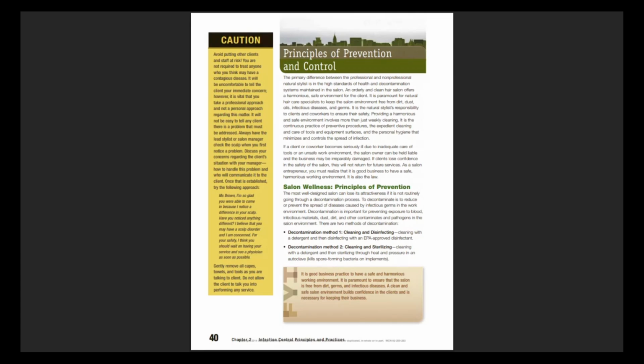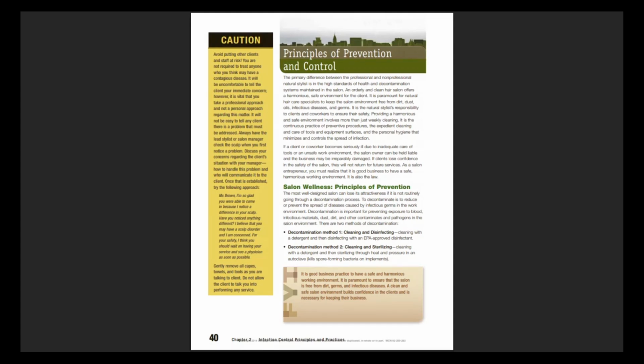The primary difference between the professional and non professional natural stylist is the high standards of health and decontamination systems maintained in a salon. An orderly and clean hair salon offers a harmonious, safe environment for the client. It is paramount for natural hair care specialists to keep the salon environment free from dirt, dust, oils, infectious diseases, and germs. It is the natural stylist's responsibility to clients and coworkers to ensure their safety.